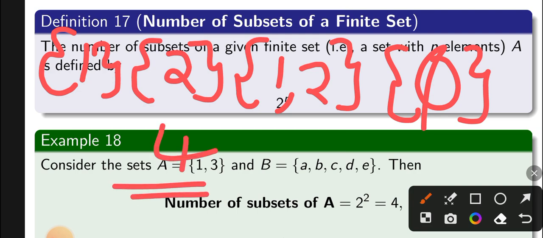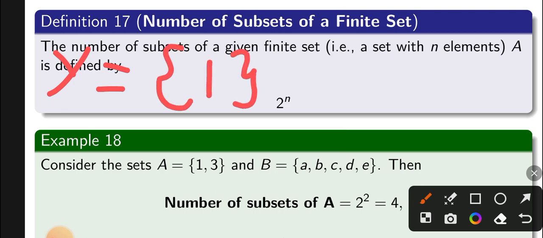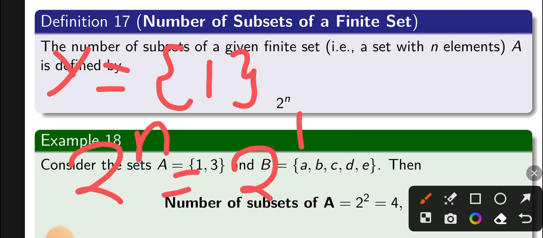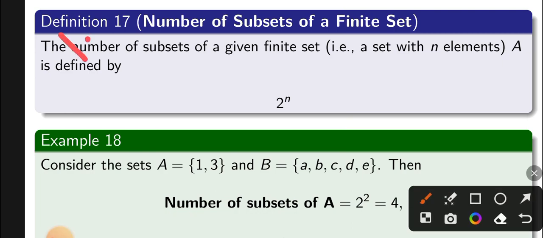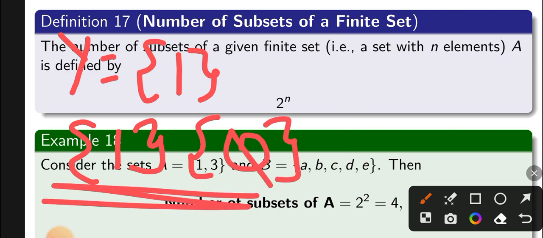So in total, if you count them, you have 4. Now, set y is equal to {1}. Set y is a singleton. How many subsets does set y have? You say 2 to the power n, so 2 to the power 1, which is equal to 2. How do we prove that it's 2? Since y has 1 element, the subsets will be {1} itself and the empty set. So here we have 2.